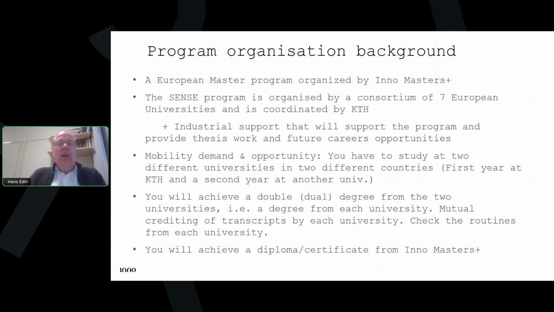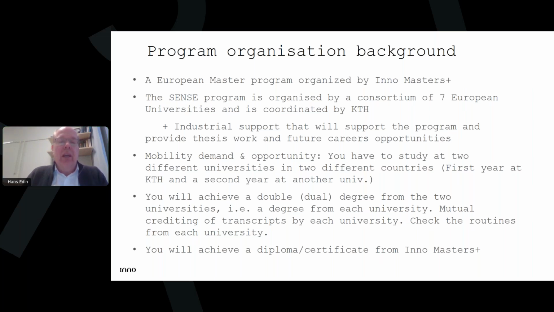The program is organized in Inno Masters Plus. The previous name was InnoEnergy, and if you Google, you will find many previous students who have been part of InnoEnergy. It is not a big difference in practice for you as a student. The SENS program is coordinated by seven European universities, and we have industrial support, which supports the program with different types of activities: guest lectures, study visits, student projects, master's thesis work, and so on.